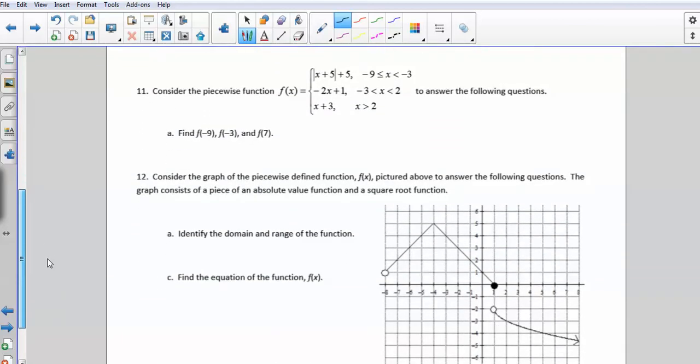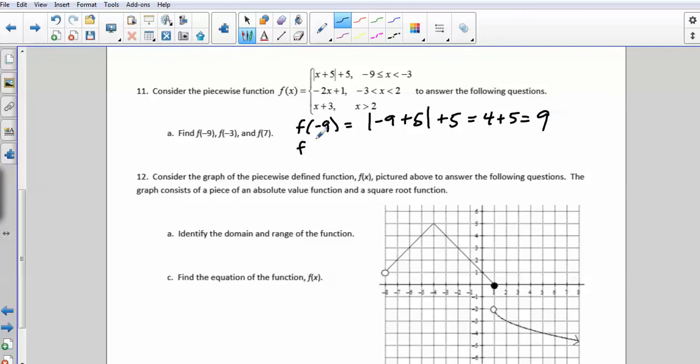Alright, this piecewise function doesn't have a graph. So to find which part of the function to use, you have to pay attention to the second part. To find f of -9, I need to use the first part because it says if x is between -9 and -3. So f of -9 is going to be absolute value -9 plus 5, and then plus 5. So this gives me absolute value of -4, which is 4. So 4 plus 5 is 9. So f of -9 is 9.